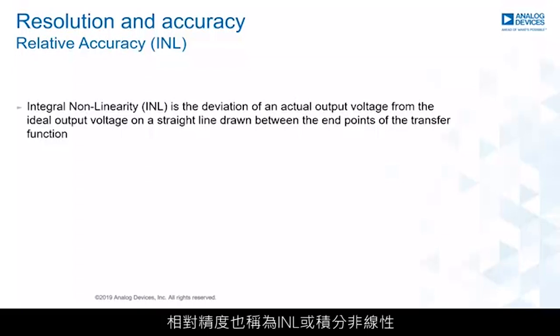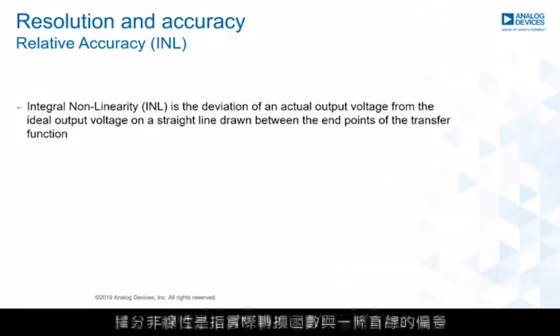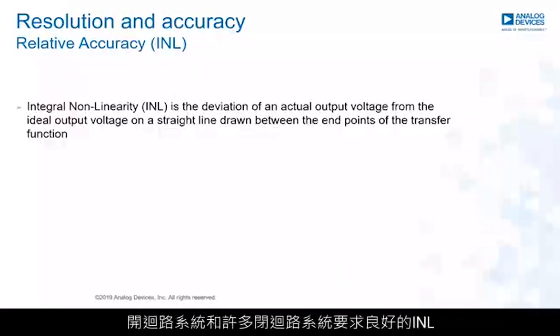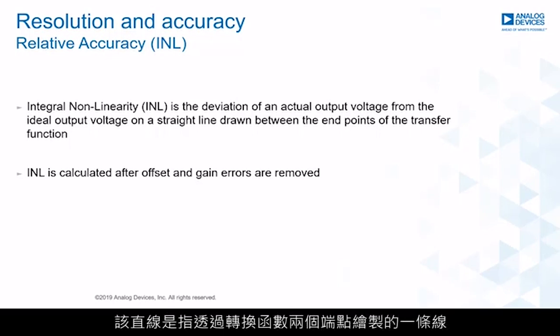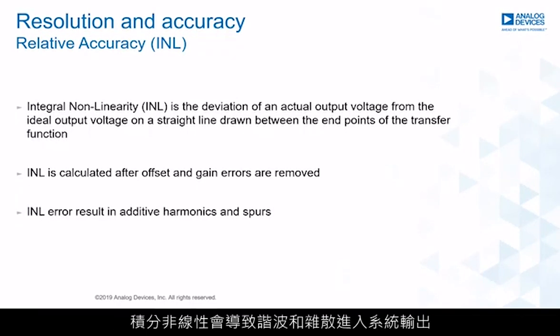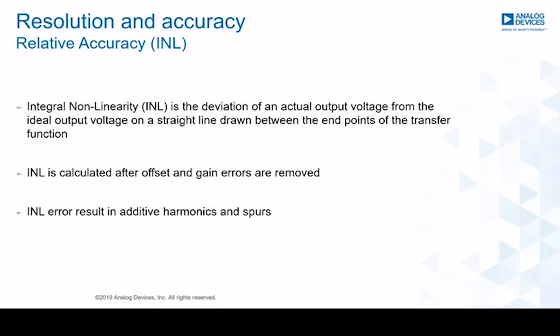The relative accuracy is also known as INL or integral nonlinearity. Integral nonlinearity is the deviation of the actual transfer function from a straight line. Good INL is required for open-loop systems and many closed-loop systems. After removing offset and gain errors, this straight line is a line drawn between the endpoints of the transfer function. Integral nonlinearity results in the addition of harmonics and spurs at the output of the system.